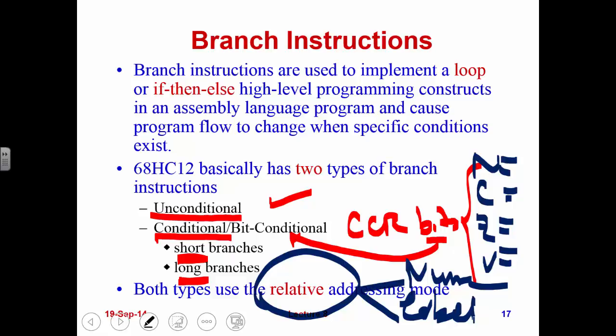When we say label, remember when we discussed the instruction format, we said that when you write some program, you can label it. So you can use that label as the operand of your branch instruction to specify the new location.